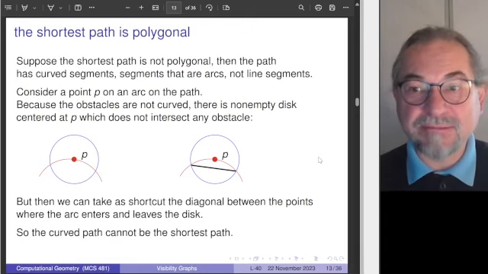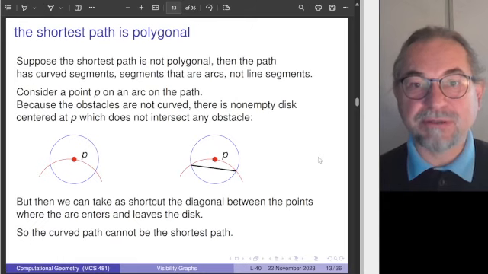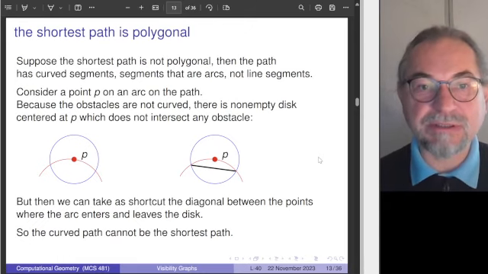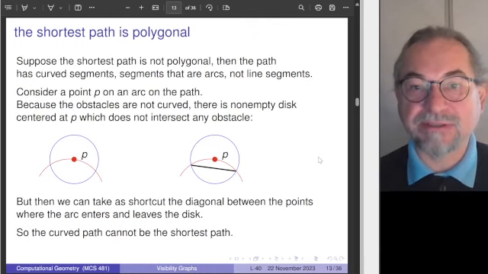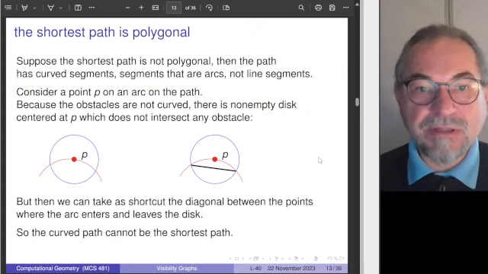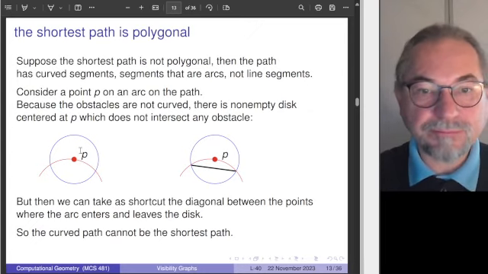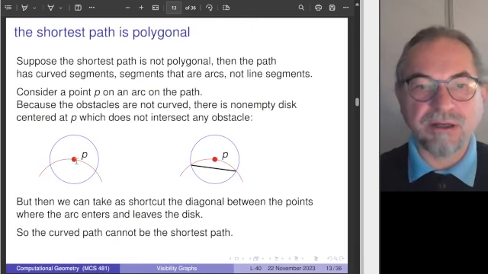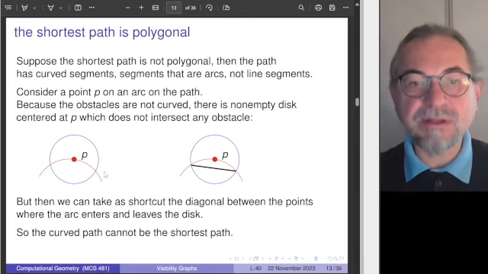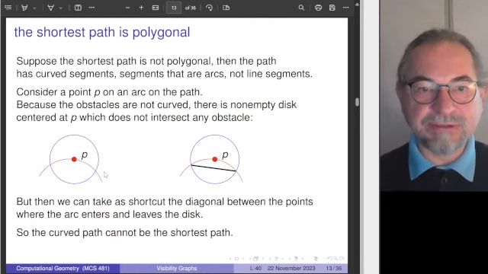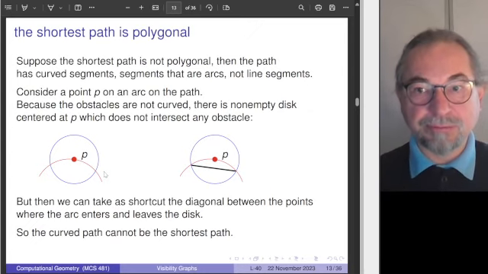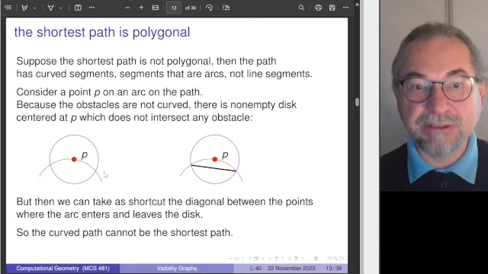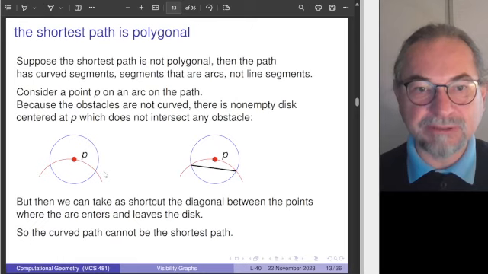Okay, our first statement in the lemma is that the shortest path is a collection of line segments. Assume now that you have a curved segment. So you have a segment that is an arc. It's not a line segment. So assume that you have such an arc, and there is a point on this arc. So it is curved. Then you can take a non-empty disk centered at the point, and so the point is on the polygonal path, so it's not touching any of the obstacles. So there is a non-empty disk.